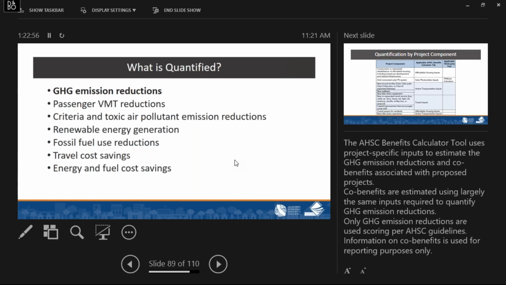CARB's role with the AHSC program is primarily to provide guidance on how to estimate the benefits of AHSC projects. And for that purpose, we create the AHSC benefits calculator tool, which uses project-specific inputs to estimate greenhouse gas emission reductions and co-benefits associated with proposed projects. The co-benefits are largely estimated using the same information required to estimate greenhouse gas emission reductions, all using that same AHSC benefits calculator tool. And you can see that a variety of co-benefits, including travel and energy and fuel cost savings, fossil fuel use reductions, and other emissions reductions, are estimated using the tool, but only greenhouse gas emission reductions are used to score projects according to the AHSC guidelines.